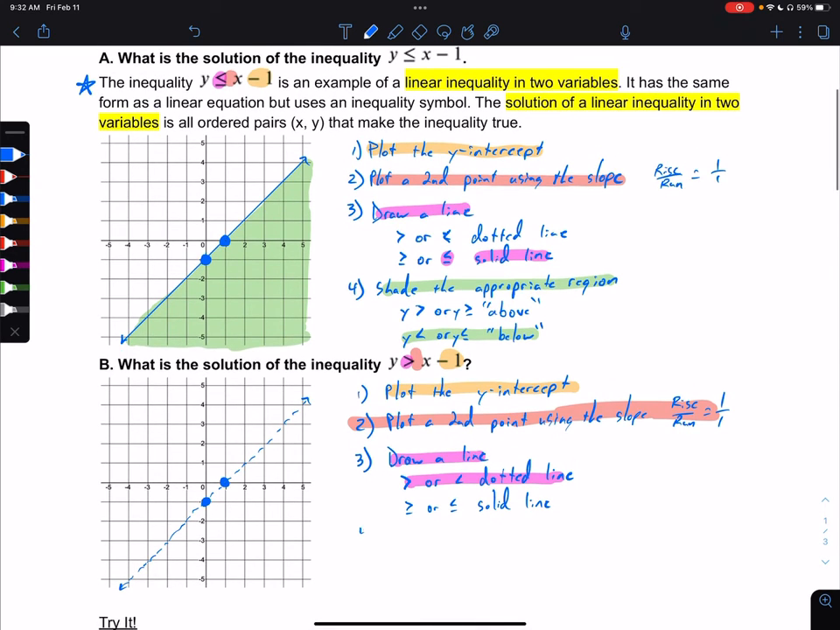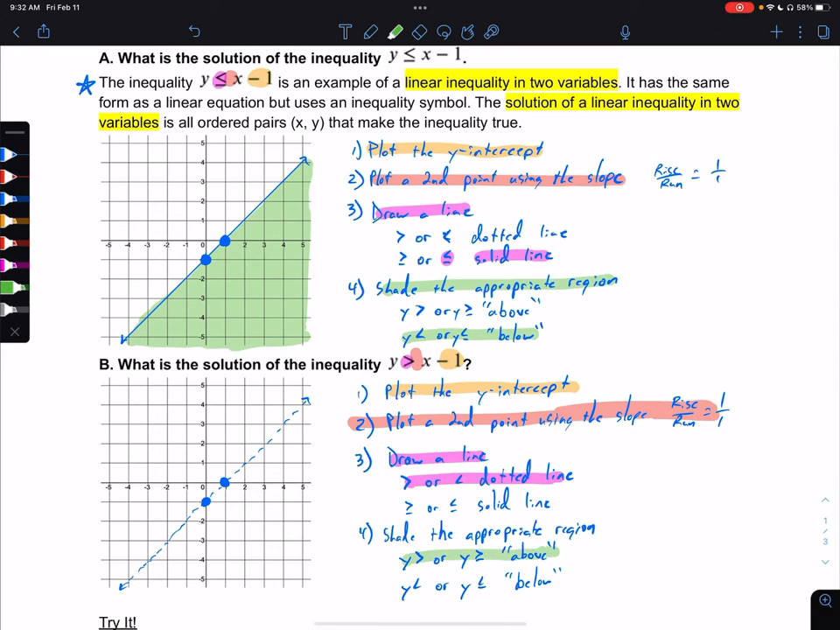And then the fourth step, we're going to shade the appropriate region. So y is greater than or y is greater than or equal to, that would be above. And if y is less than or y is less than or equal to, that would be below. Okay, think arrows up, arrows down. So here we have a greater than problem. So we're going to shade above. So if I draw an arrow, that one is above. So we shade this whole region in this case.